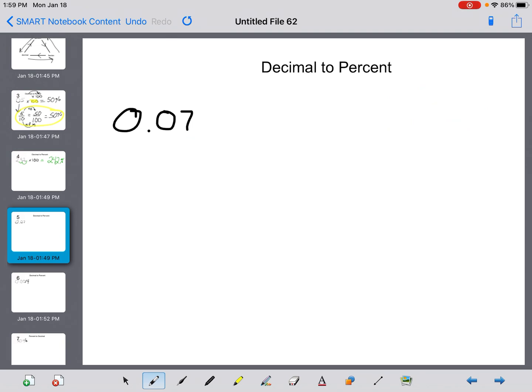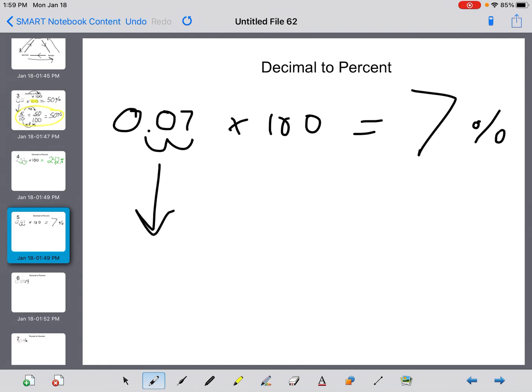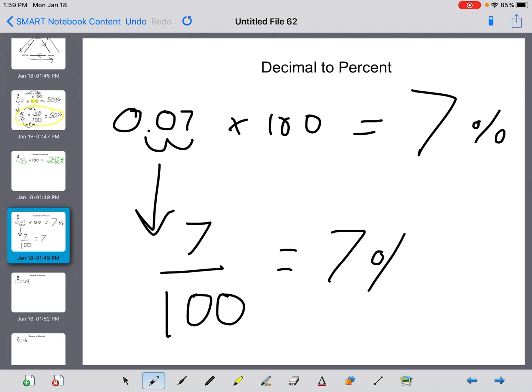So here we have, again, it's good practice to say it properly, 0 and 7/100. Now, we can multiply by 100, bump my decimal twice, and I get 7 what? 7%. But here's another thing, grade 7. If you go back and you say this as a fraction, 0 and 7/100, we should easily be able to recognize that 7/100 equals 7%, right?